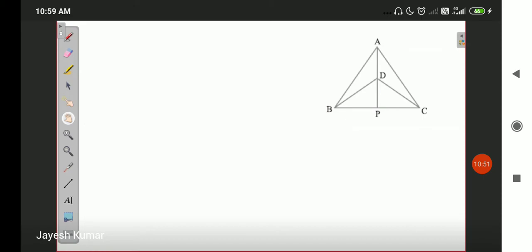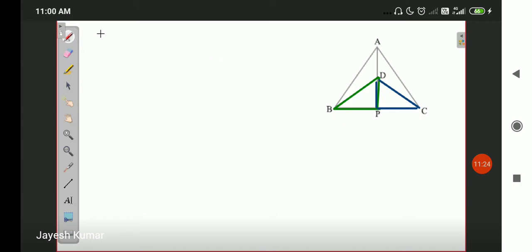See, in order to prove that AP is also bisector of angle D, what we are going to do is, we are going to prove that triangle BDP and triangle DPC are both congruent. We did not do this earlier because it was not possible for us to prove that these two triangles were congruent because we did not have sufficient number of equal things.